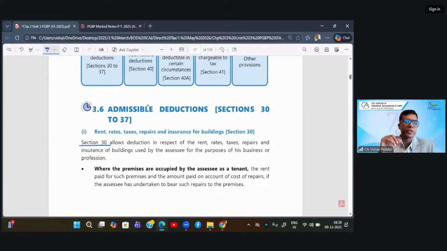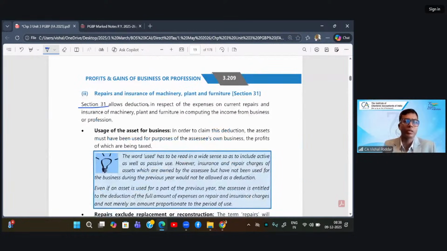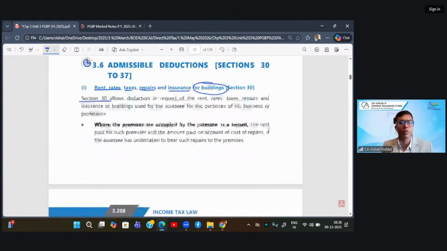So what are the expenses related to assets except depreciation? It may be rent, rates, taxes. For a building you have the property tax, or it may be the repairs or insurance. Now section 30 covers expenses on building and section 31 covers expenses on the other assets like your machinery, plant, furniture, same, repairs, insurance. So the conditions which are put in 30 and 31 are those four basic conditions which we have been discussing, our four golden rules.